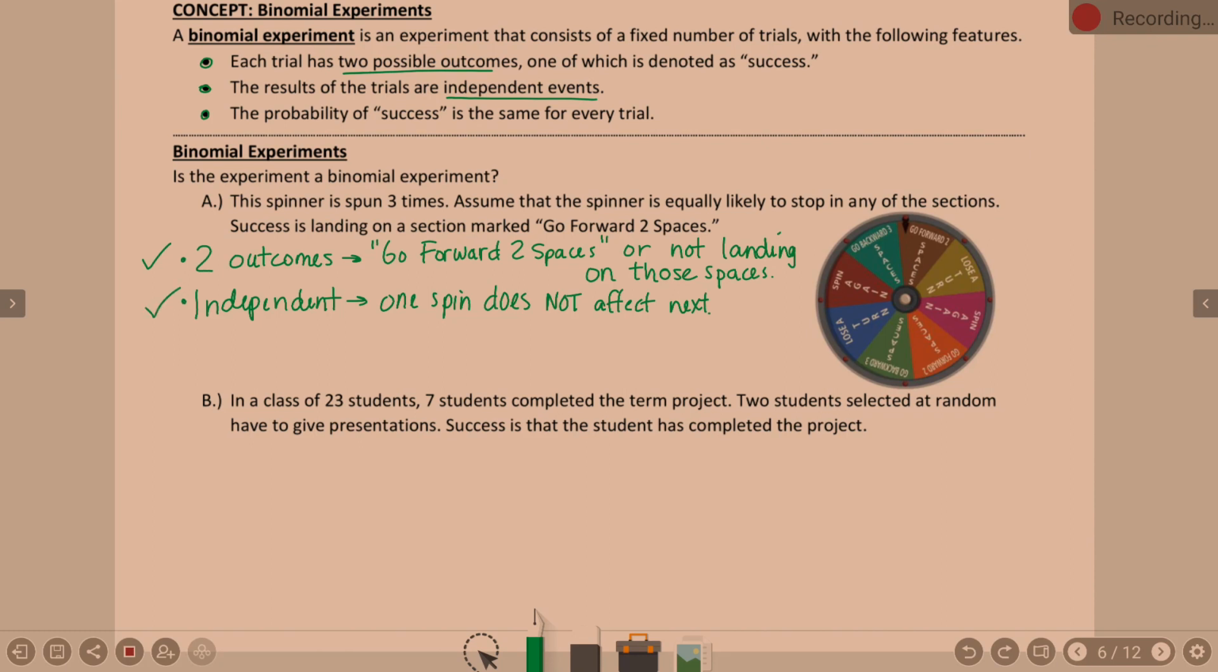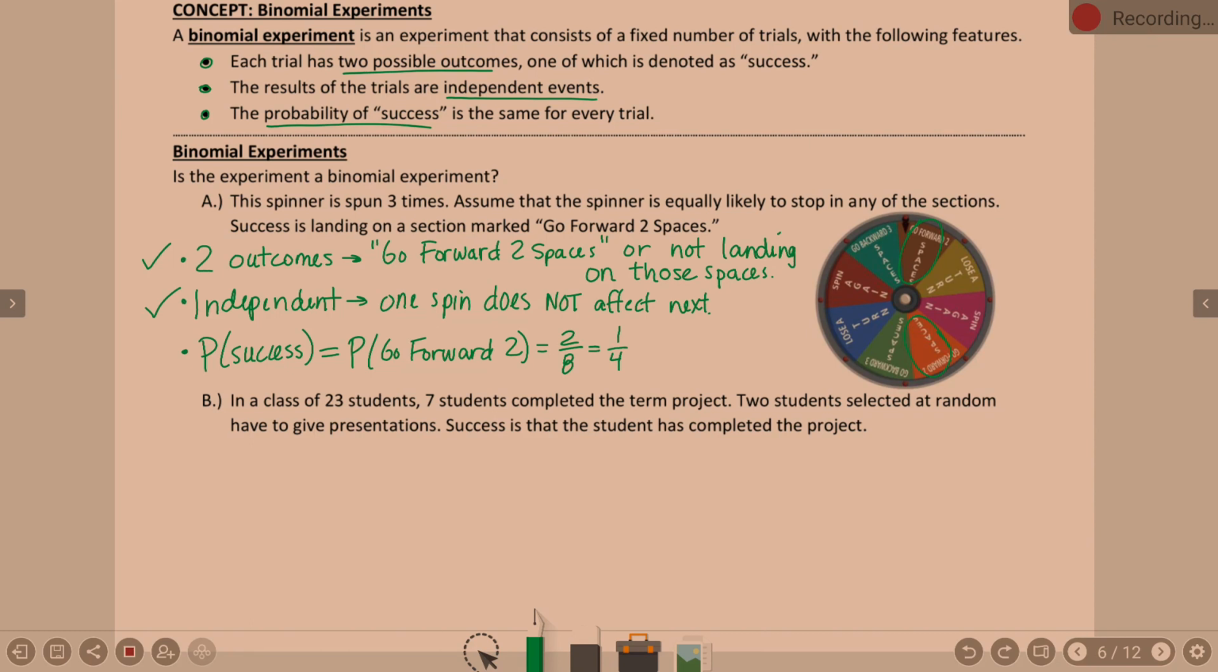Okay, so independent. And the third one: the probability of success is the same for every trial. This kind of has to do with independence, okay? What is the probability of success? In this case, success is go forward 2. So what's the probability of go forward 2? It's 2/8, which reduces to 1/4.